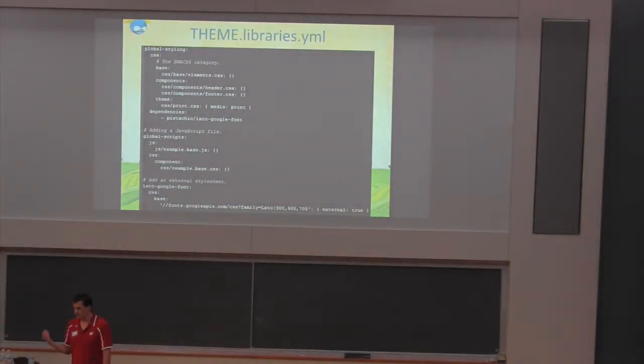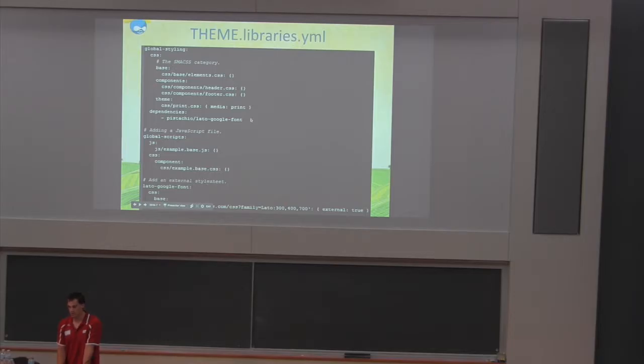So this is the theme.libraries.yaml file. Libraries is a new idea in Drupal 8 where you define different libraries. And this is your JavaScript and your CSS. There's two libraries in here, or three libraries. You have global styling, and you make a reference to global styling in your .info file. And then you define all of the individual CSS files, and you can also say different dependencies.